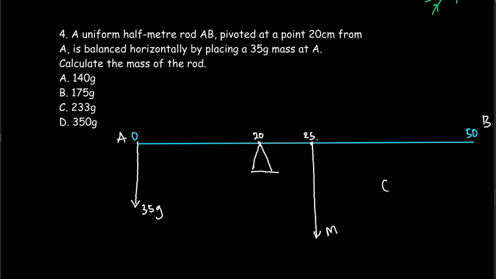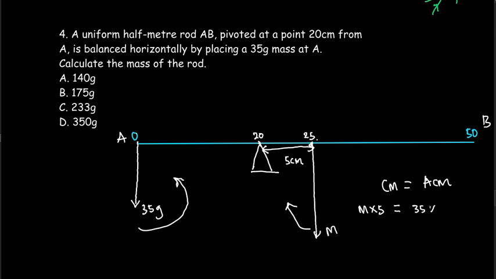Clockwise moment is equal to anti-clockwise moment. Taking the clockwise moment here, the distance between mass M and the fulcrum is 25 minus 20, that is 5 cm, right? So we have M times 5 is equal to anti-clockwise. So anti-clockwise, the distance 0 to 20, so 35 times 20. 20 minus 0 is 20 cm. That's why we have this here.